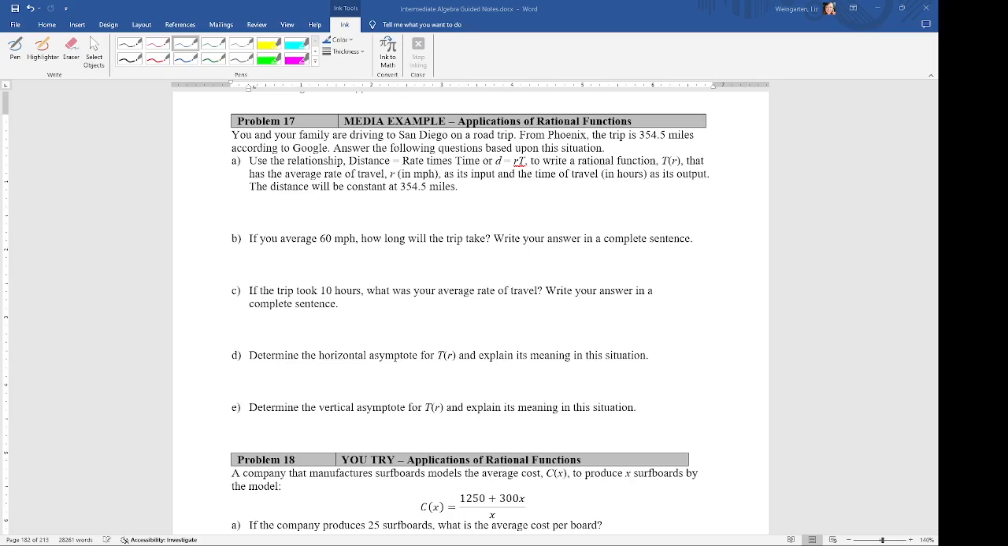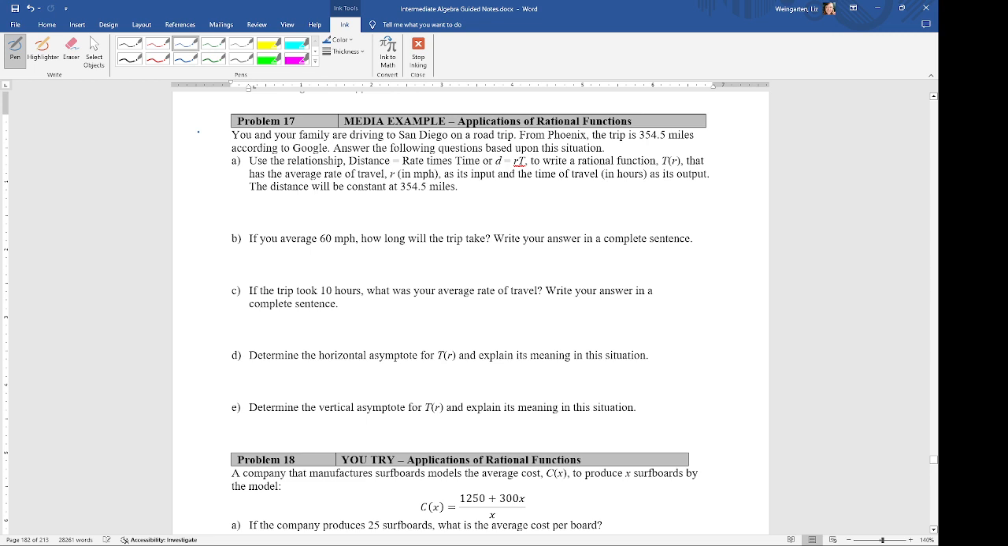In problem 17, we have a word problem. You and your family are driving to San Diego on a trip. From Phoenix, the trip is 354.5 miles according to Google. Answer the following questions based on the situation.